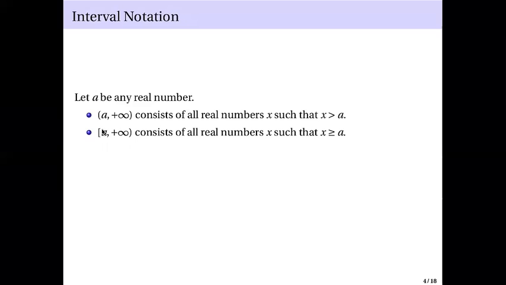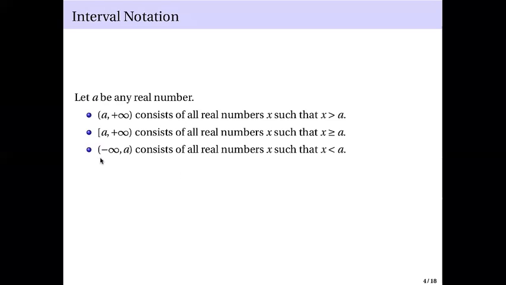The interval [A, +∞), with a square bracket and then a close parenthesis, is the set of real numbers x such that x is greater than or equal to A. So we just put the equality.